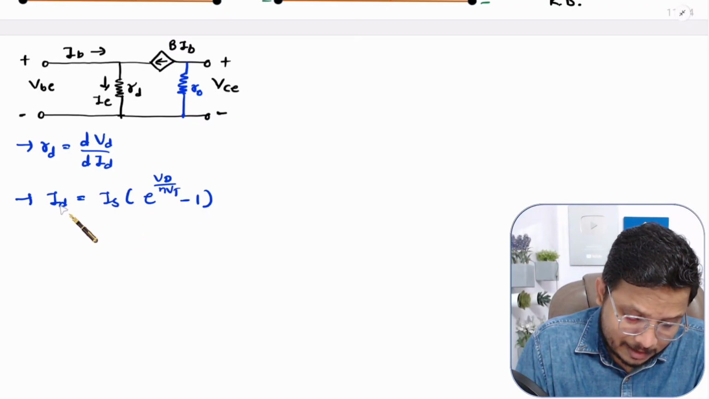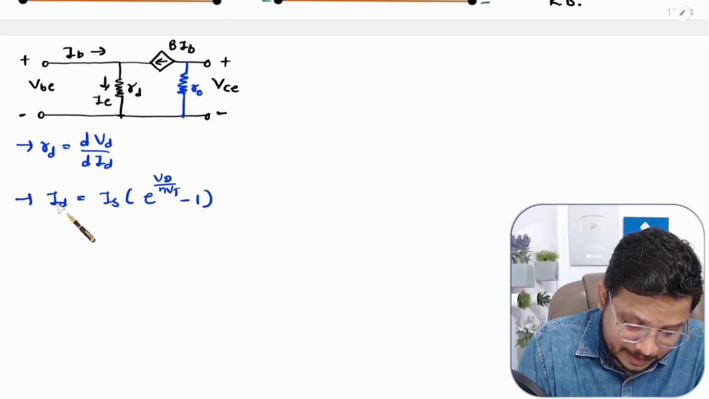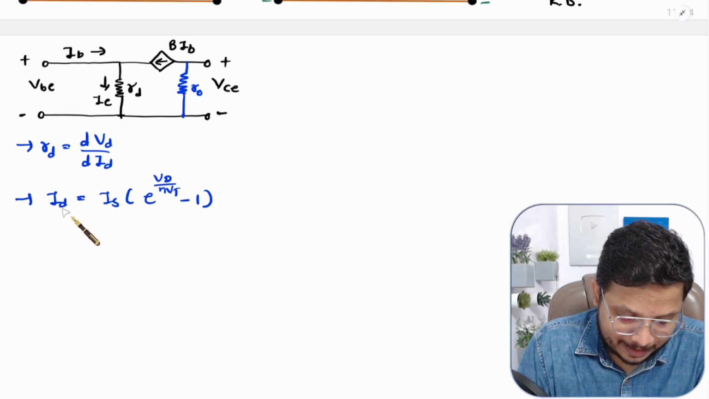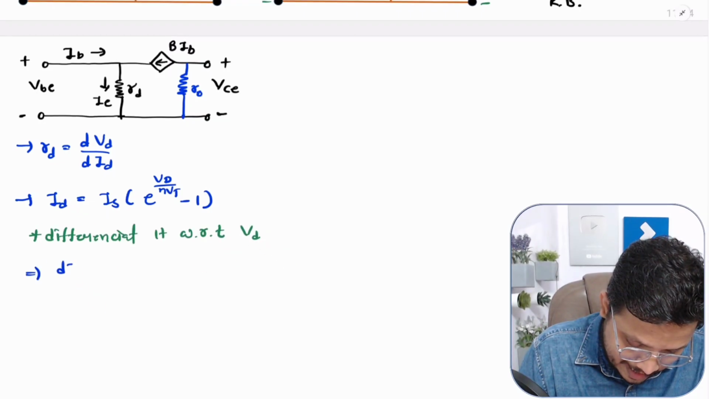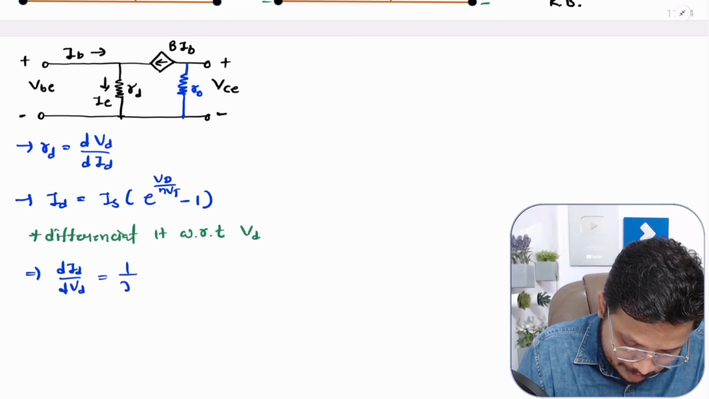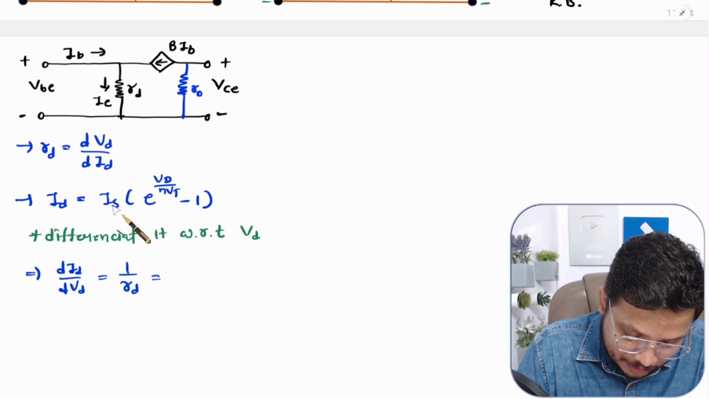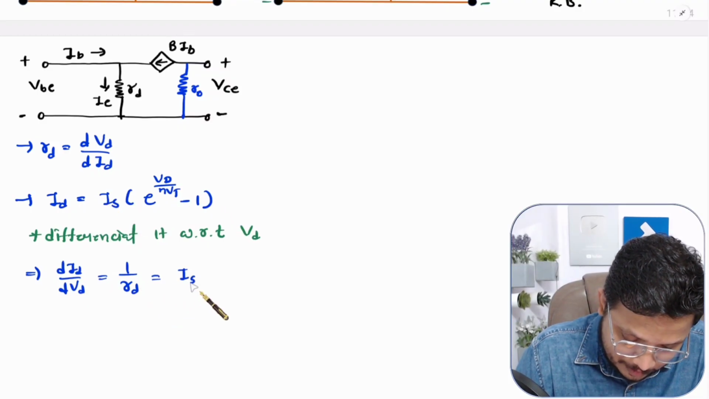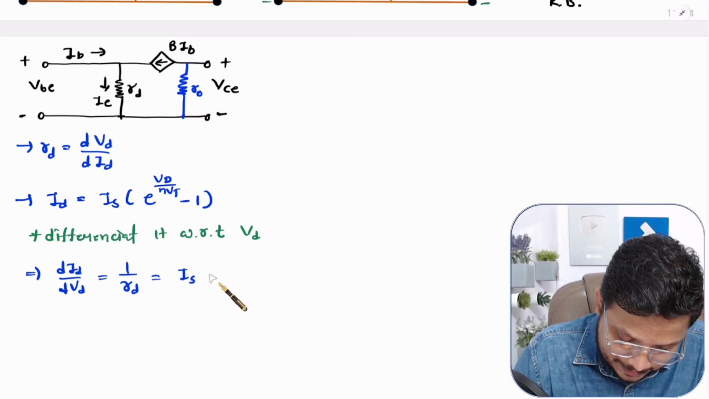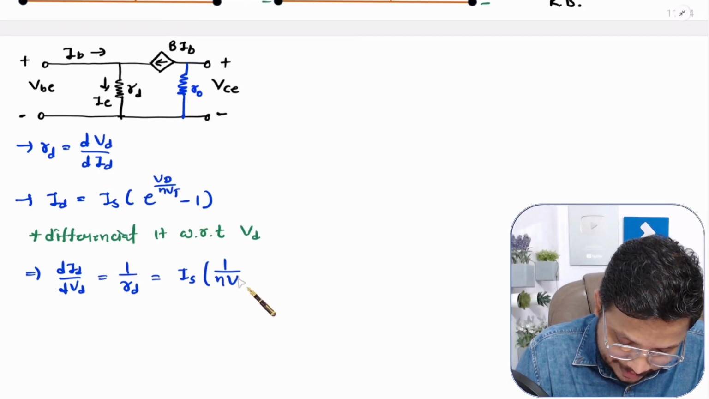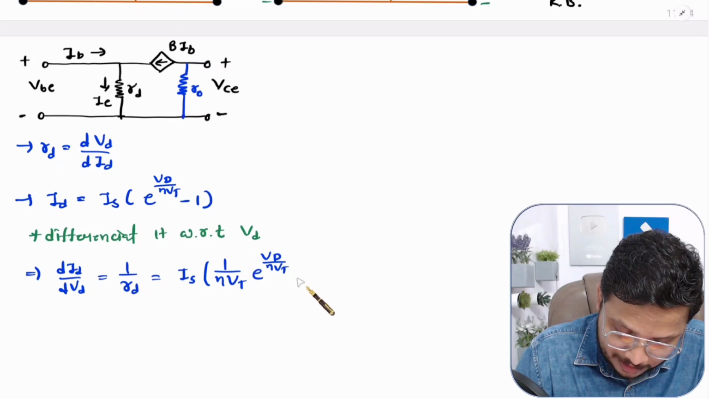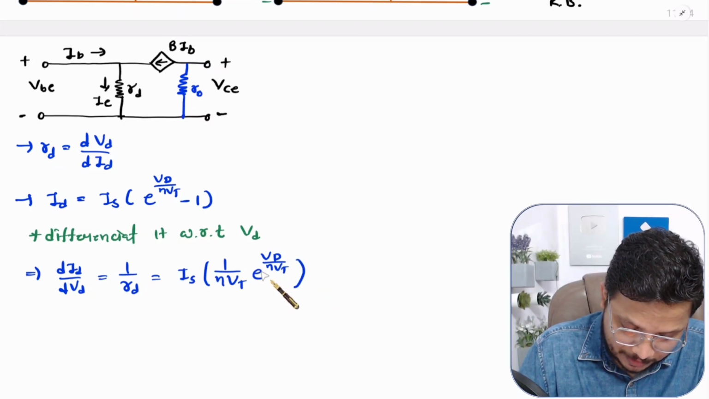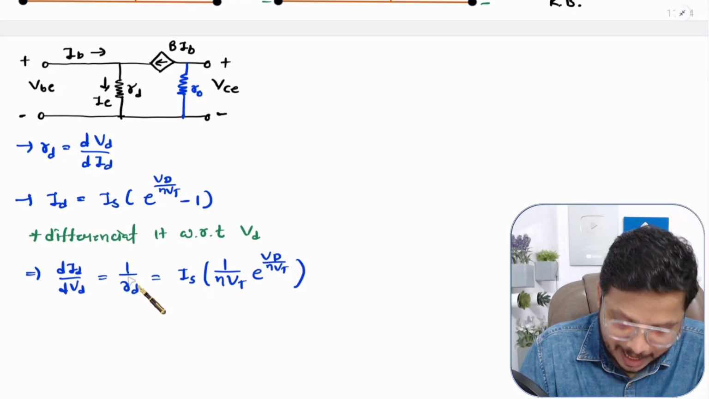Now if you differentiate this ID with respect to VD, you will have 1 by RD, right? So let us differentiate with respect to VD. dID by dVD is 1 by RD. If you differentiate, IS is constant, the differentiation of the exponential term gives 1 by eta VT into e to the power VD by eta VT, and the differentiation of 1 is 0. So this is the differentiation of ID with respect to VD, that is 1 by RD.